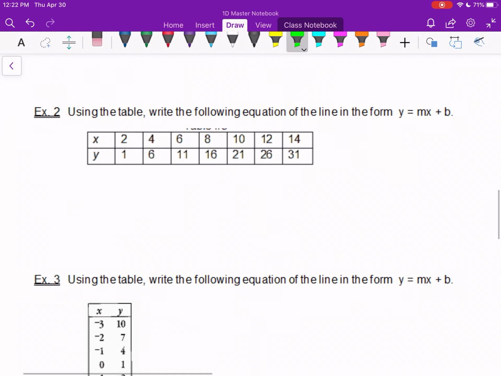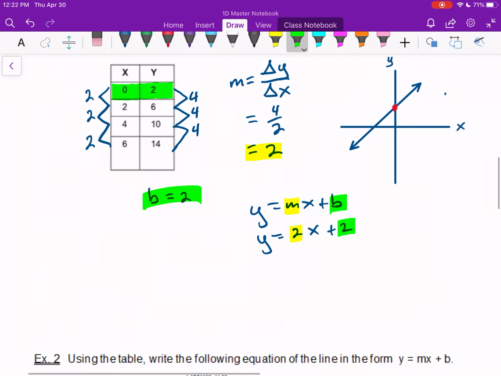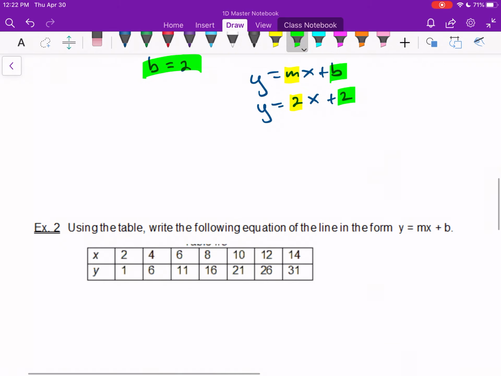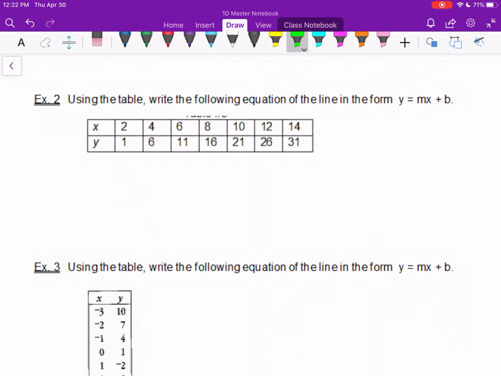Okay, let's do it again. Using the table, write the following equation. Now, all they've done is taken this table and written it sideways. So don't let that throw you off. Now, in this case, if I wanted to find the y-intercept, I'm out of luck because there is no x value of 0.